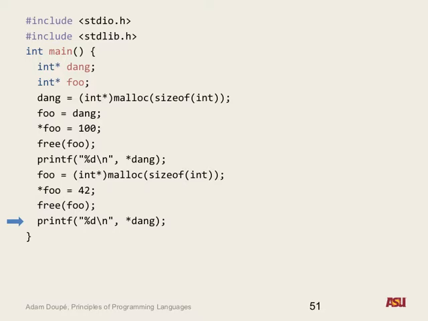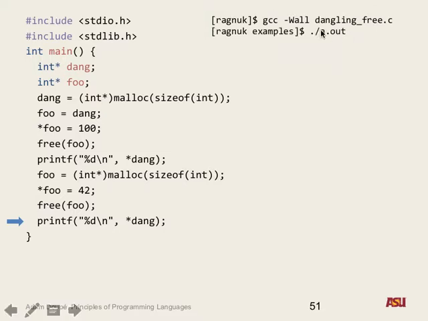Could output 42? Could still output 100? But one of the keys is there's a dangling reference. Dang is a dangling reference. So really, the output here could be anything. We can compile this, and on our version of GCC, it will not give you any warnings when you compile it. It will completely work 100% fine.